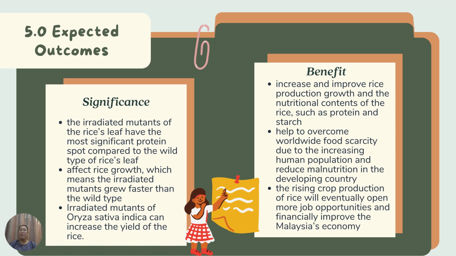The expected outcome for my research is that the irradiated mutant of the rice leaf had the most significant protein spot compared to the wild type of rice leaf. It will affect rice growth, which means the irradiated mutant grows faster than the wild type. Irradiated mutant of Oryza sativa indica can increase the yield of the rice.